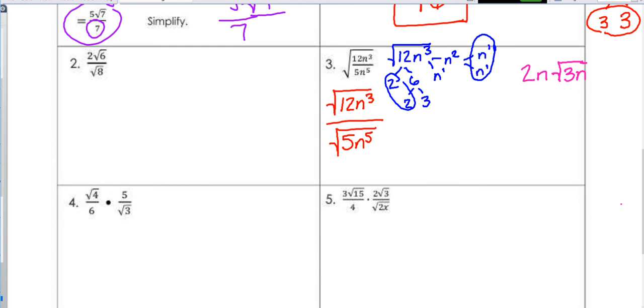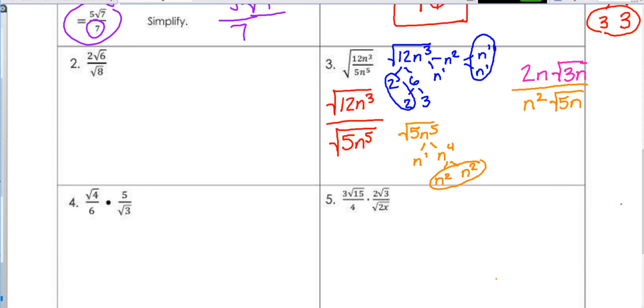Now I'm going to do my denominator. So I have the square root of 5n to the 5th. Square root of 5, that doesn't simplify because that's just 1 and 5. That doesn't make a group. So n to the 5th, I have n to the 1st and n to the 4th. So n to the 4th splits up into n squared and n squared. That's my group that comes out. So I now have n squared square root of 5n.